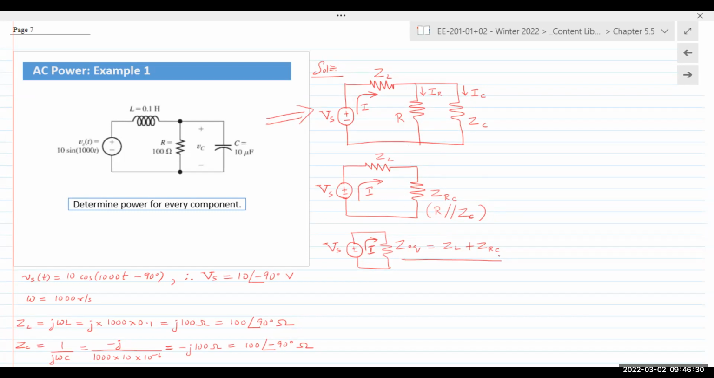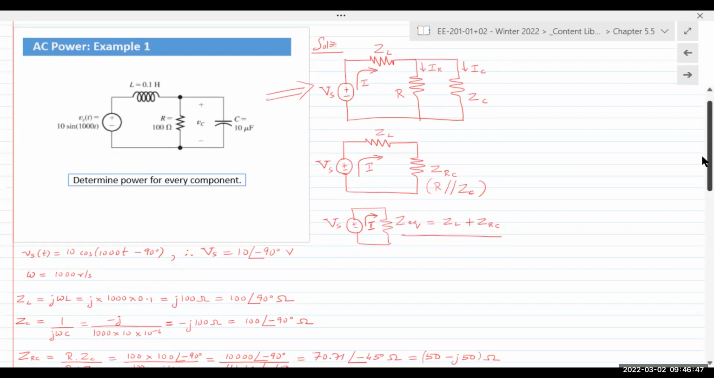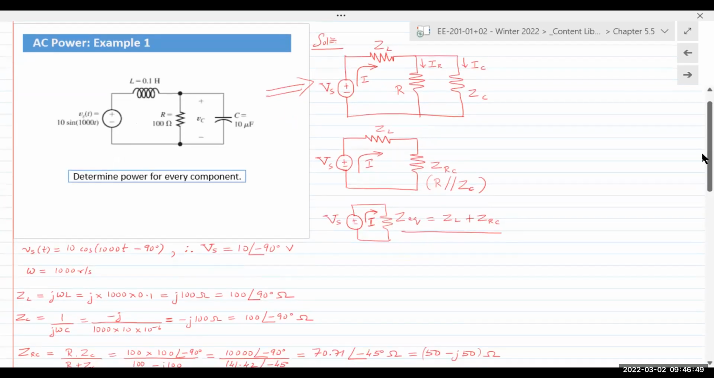Once you reduce it to one single equivalent impedance, apply Ohm's law, and you find the total current in the circuit. Make sense? Right? Same thing that we did in chapters 1 and 2. So let's begin our calculations. Is the process clear? Right? Now it's only the math.